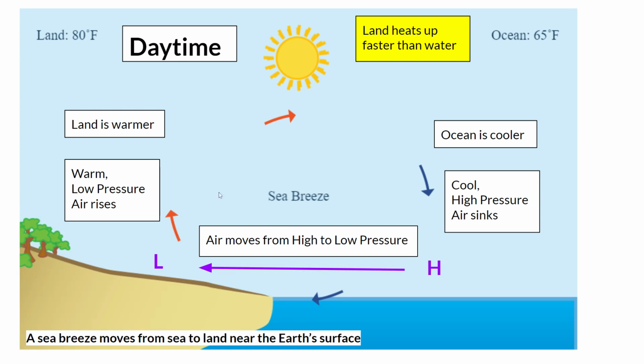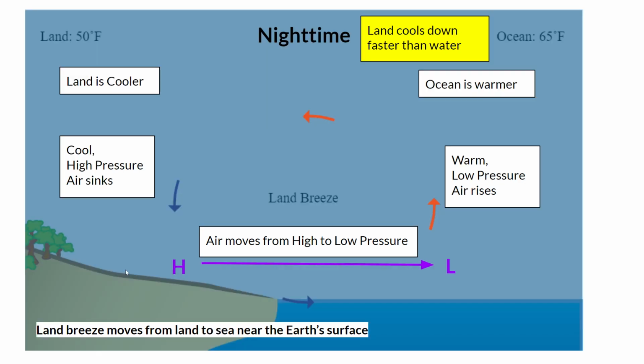So in the daytime, the land heats up faster. So warm air has low pressure and low density, so it rises. And in the daytime, the water heats up much slower, so it's cooler. And cool air has high pressure and high density, so it sinks. And this creates a convection current. And remember, near the surface, the wind will move from high to low pressure, right? And that's why we have what's called a sea breeze, because the winds will move from the sea to the land.